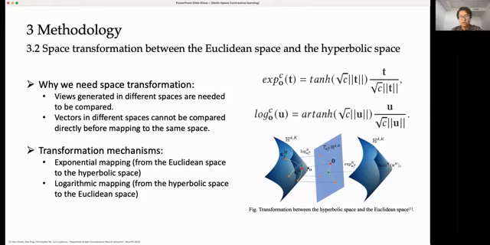Because there are different representation abilities among various spaces, however, embeddings in different spaces cannot be compared directly unless mapping one of them to another space in which another embedding is. Therefore, before comparing the embeddings in different spaces, we need to conduct space transformation. Specifically, we use exponential mapping mechanism to map the Euclidean vector to the hyperbolic vector.